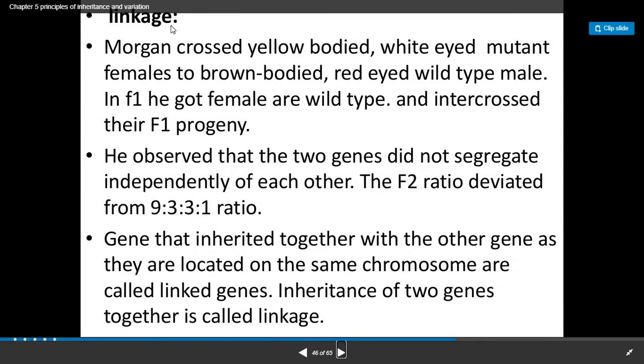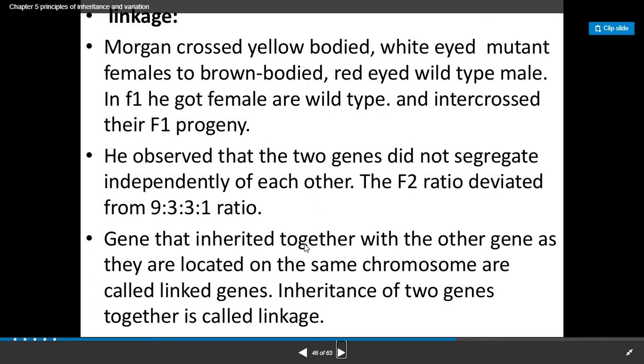Now the next topic is linkage. Morgan crossed yellow-bodied, white-eyed mutant females to brown-bodied, red-eyed wild type males. In F1, all females were wild type, and he intercrossed the F1 progeny, meaning the F1 flies were intercrossed. He observed that the two genes did not segregate, meaning they do not separate independently from each other, and the F2 ratio was not obtained as per Mendel's law, that is 9:3:3:1.